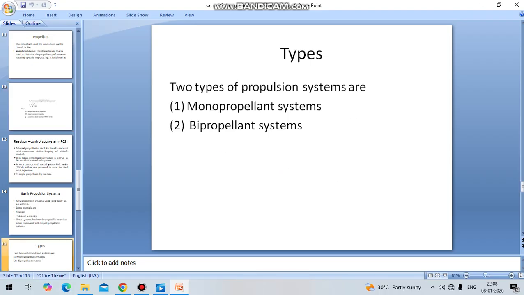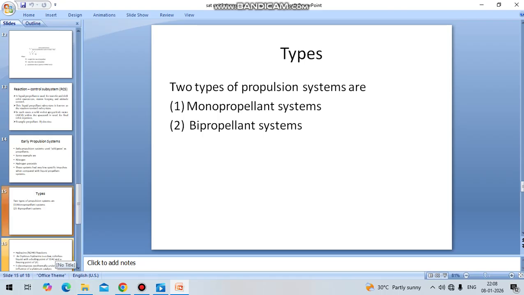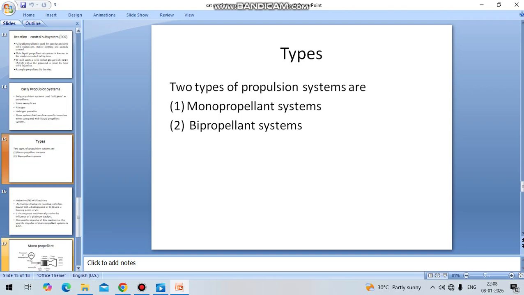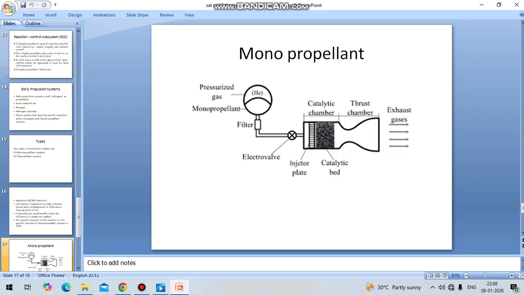In today's propulsion systems, the commonly used ones are of two types. One is the monopropellant system, another one is the bipropellant system. The first one is the monopropellant system. In this figure, the propellant system consists of pressurized gas. Normally, hydrogen gas is placed in the propellant chamber at high pressure, and for its proper operation, we use some catalyst.